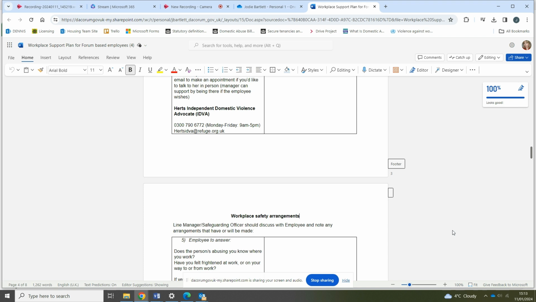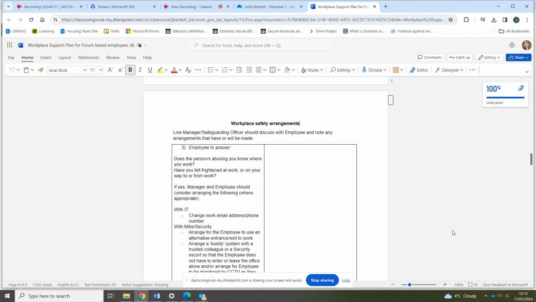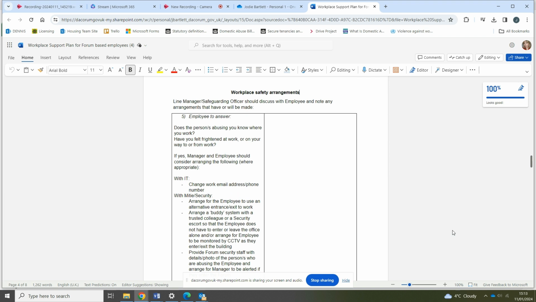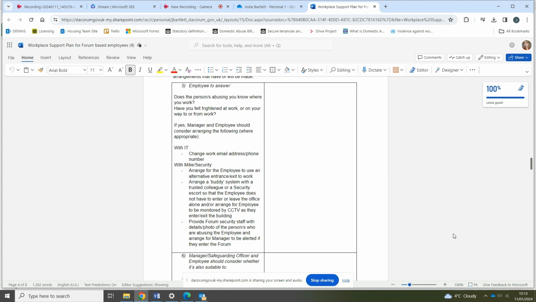When thinking specifically about what you as a manager and as a colleague can do, there are some really practical and hopefully quite straightforward measures that we can put in place to ensure their safety when within the workplace. So we can consider asking them whether the person who's abusing them knows where they work, whether they felt frightened at work or on their way to or from work. And we should also consider whether we can arrange the following measures to make them feel safer when they're at work, which you'll see listed here.